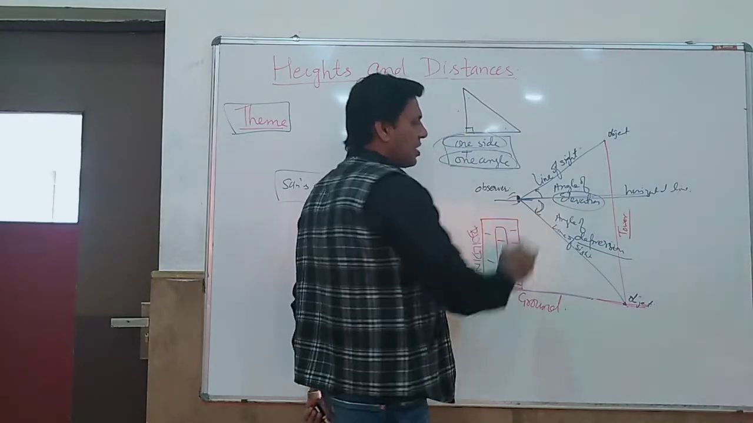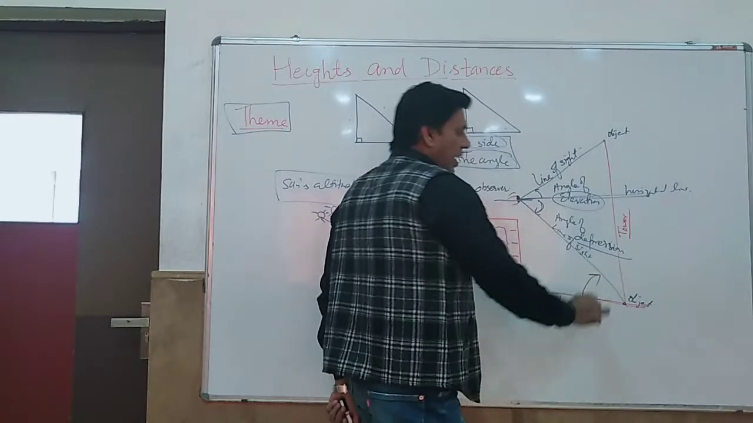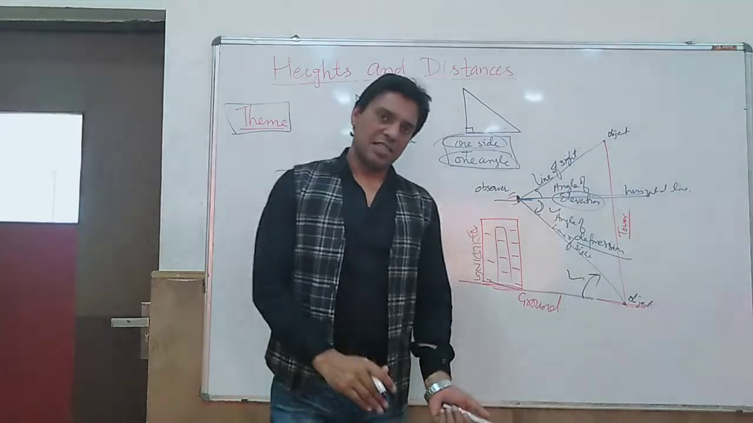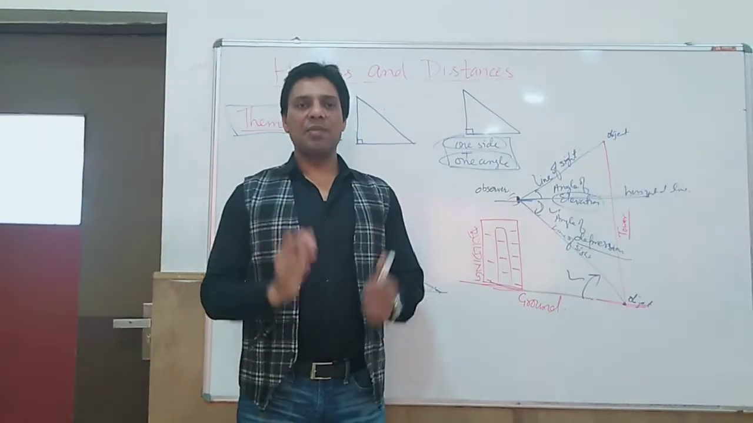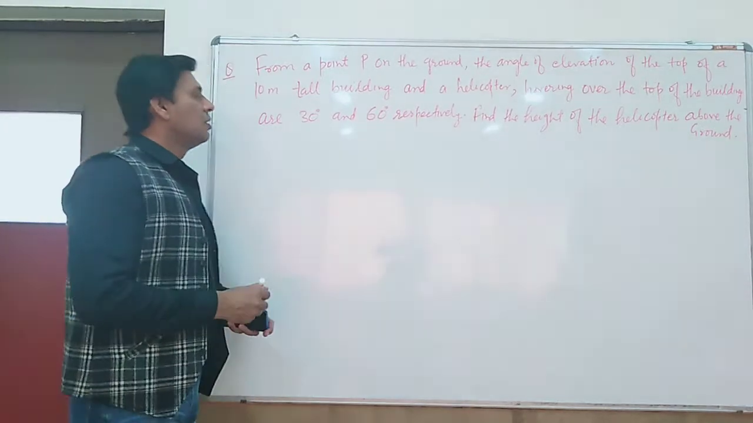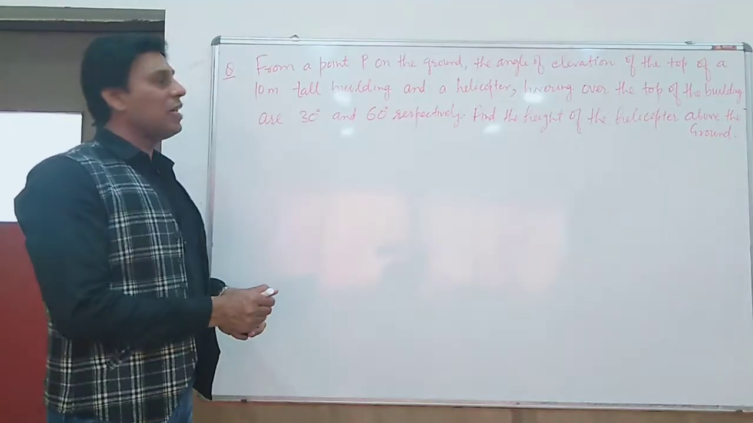So if the angle of depression is given, this will be equal to this by alternating interior angles. So now we will try some questions. Now see this question. First I am reading the question carefully.